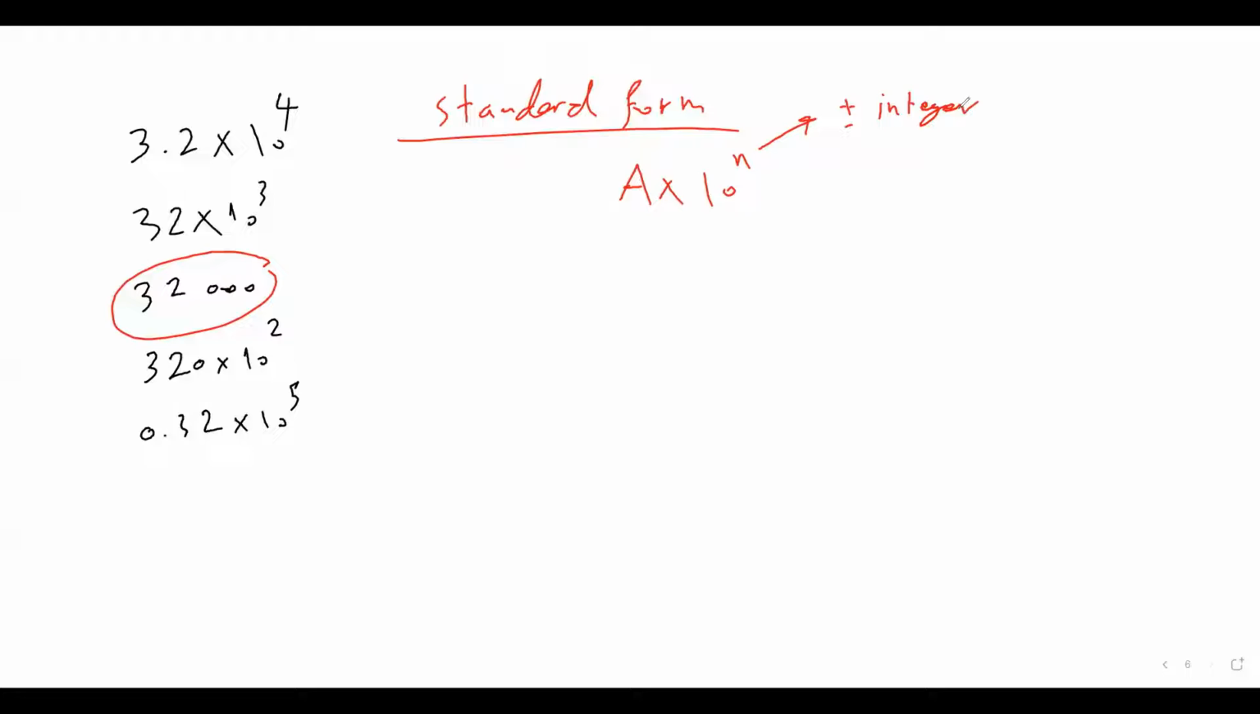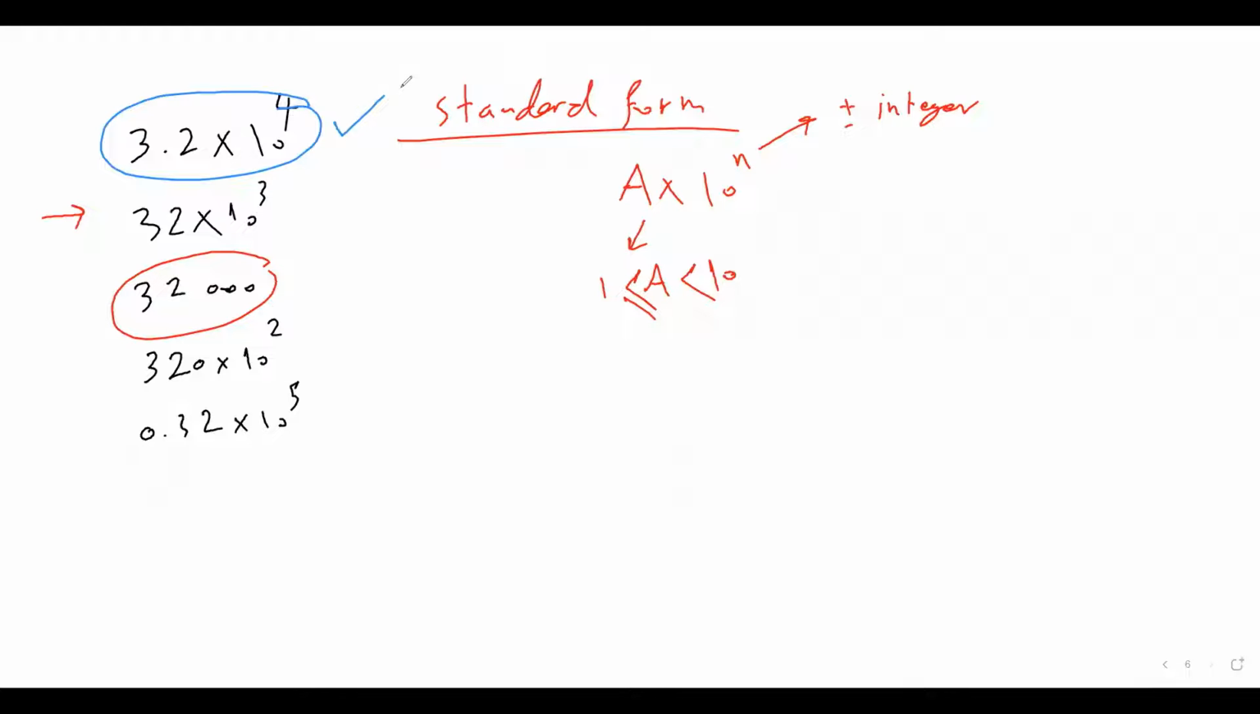And the a itself, this is the most important part, it should be anything between 1, including 1, all the way to 10, but not 10 itself. So having said that, let's get back here and see which one of them match this description. We have only 3.2, the first one. So the winner is this guy right here.